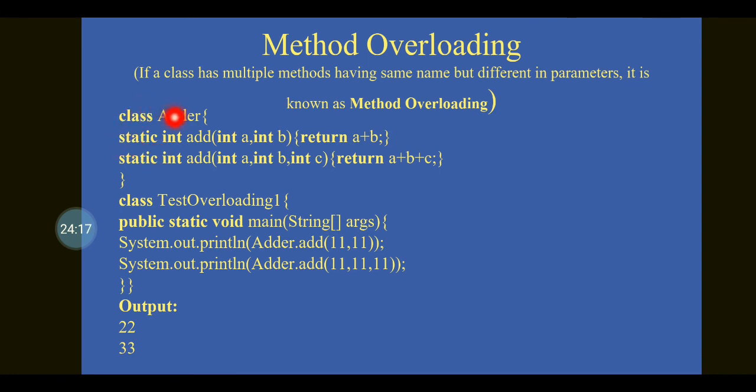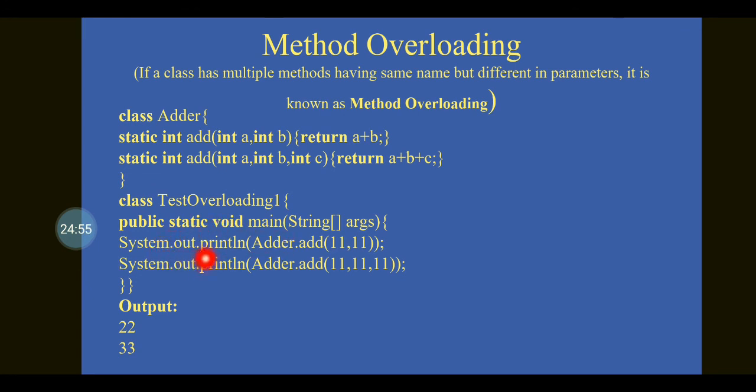So let us have an example, class Adder. In that class Adder, let us have two methods add, that is static int add. Here we have mentioned it as static because that particular method can be called without an object, and int as the return type. In the first method we have two parameters, int a, int b, and in the second method we have three parameters, int a, int b, int c. In the first method we will return a + b, and in the second method we will return a + b + c.